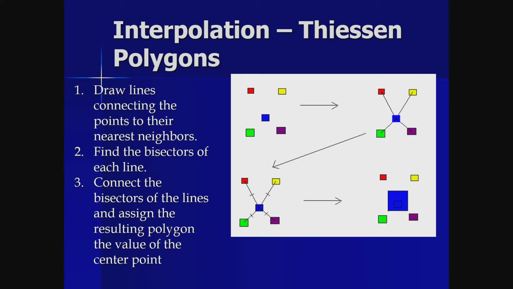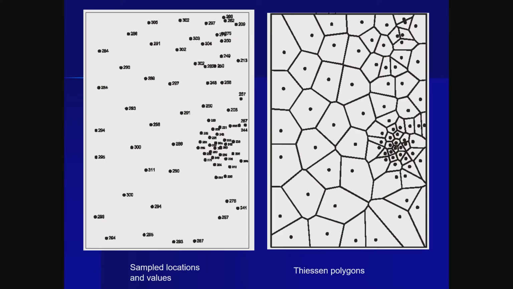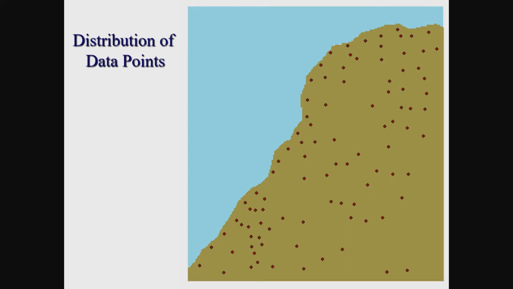So this is one representation of how it's being performed. It looks like this when you complete it. All the raster cells in this box have the same value. All the raster cells in this box have the same value. Here it is using the data that we're going to use for our lab today. Here's a distribution of data points.